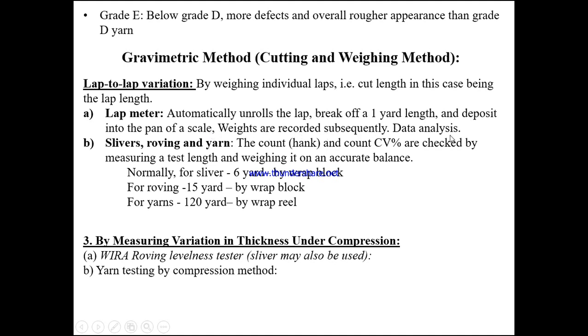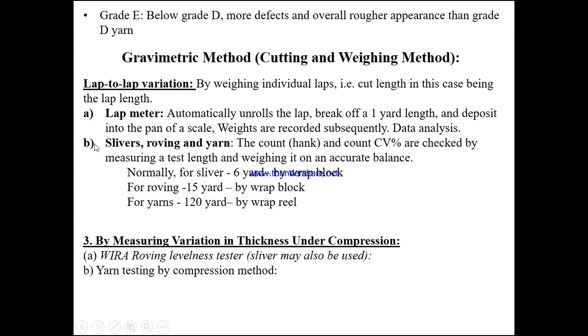So, data analysis. The lap meter will automatically cut off the 1 yard length of the lap, and that will be weighed automatically. A number of samples, suppose n such 1 yard length lap samples, will be measured. Their weight data will come, and the standard deviation, coefficient of variation, and variance will be calculated. Based on that you can produce the BL curve, the variation between the length curve.